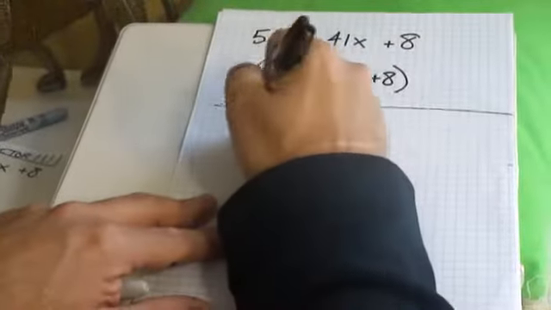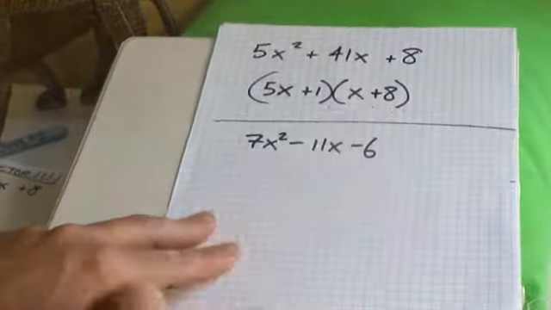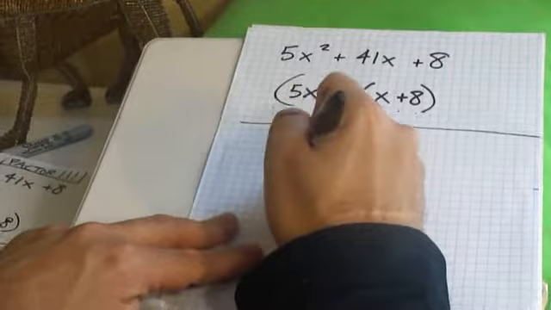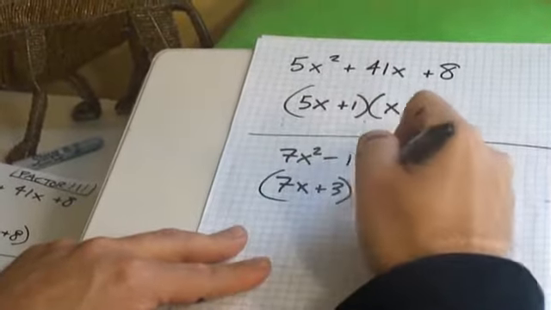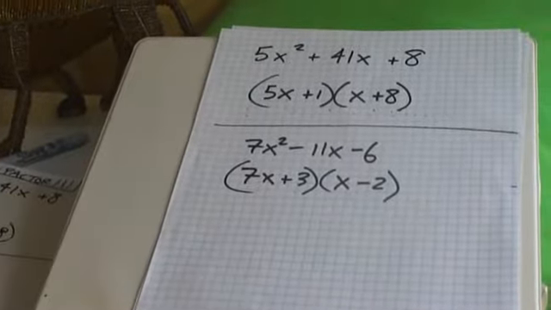And how about this one? 7x squared minus 11x minus 6. And your answer should be 7x plus 3 times x minus 2. Okay? So why don't you guys try those?